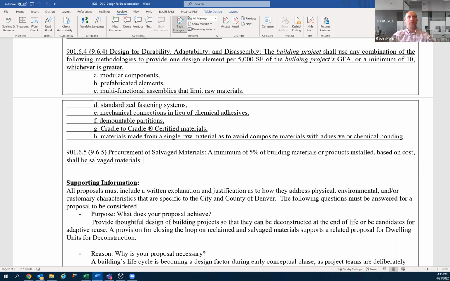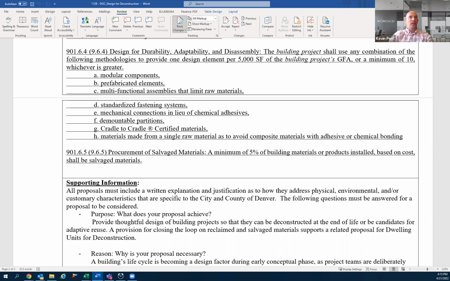Okay, next question comes, oh, go ahead. Sorry, the other thing I guess is, the title of this proposal is designing for deconstruction. So I guess using an existing building would fit into that.